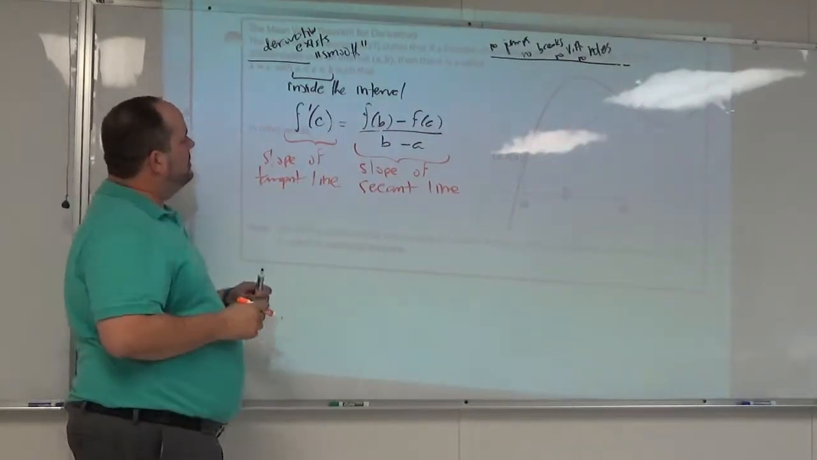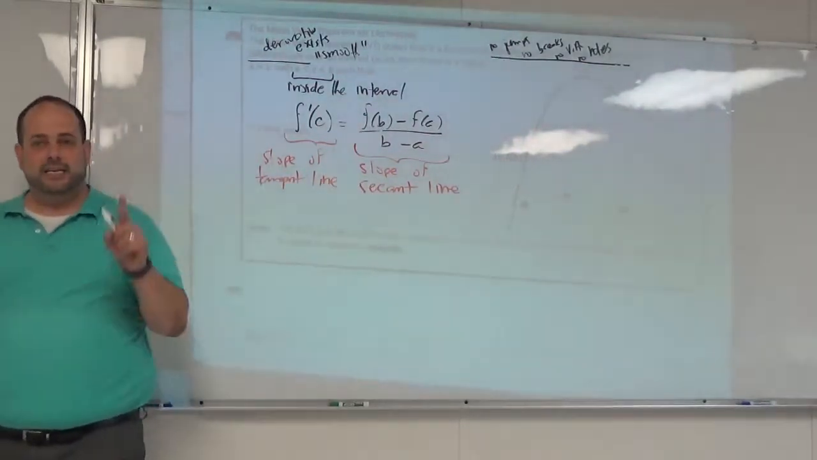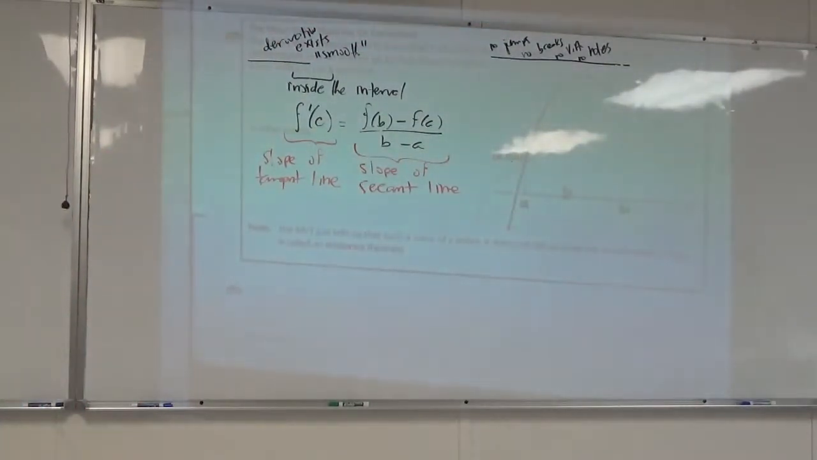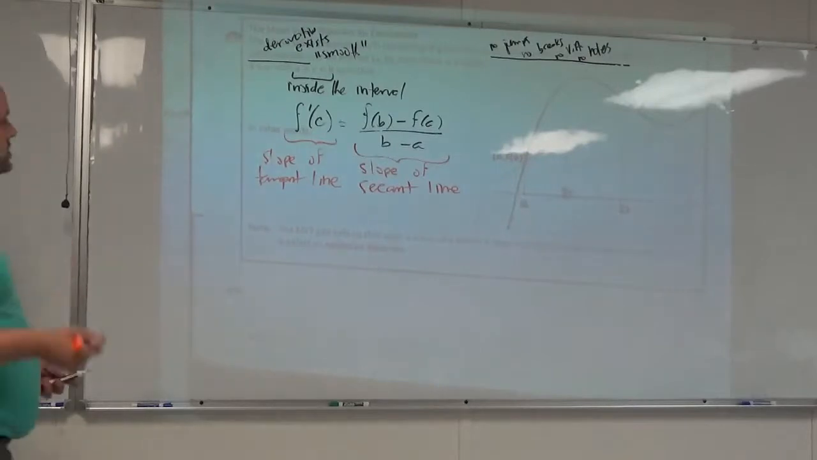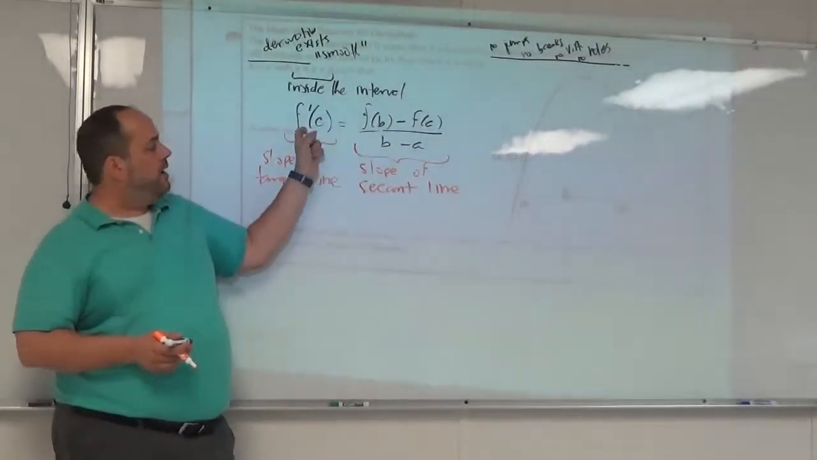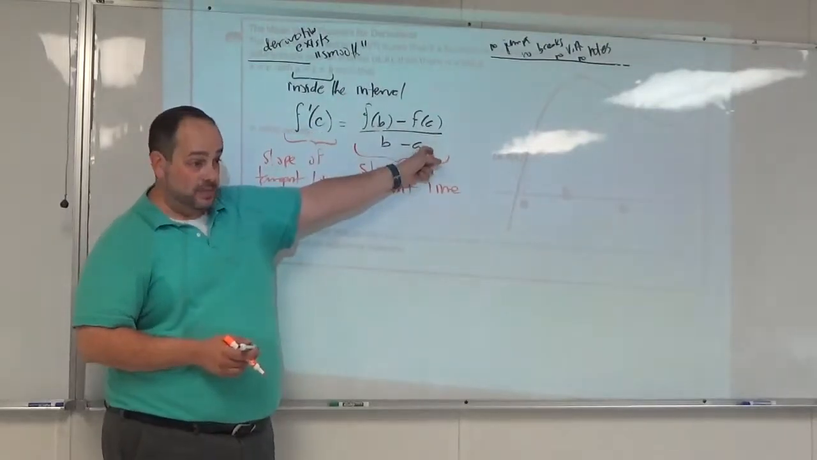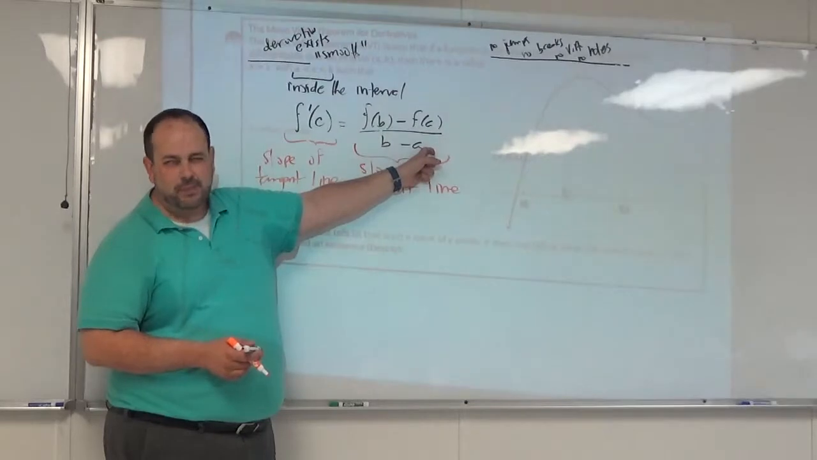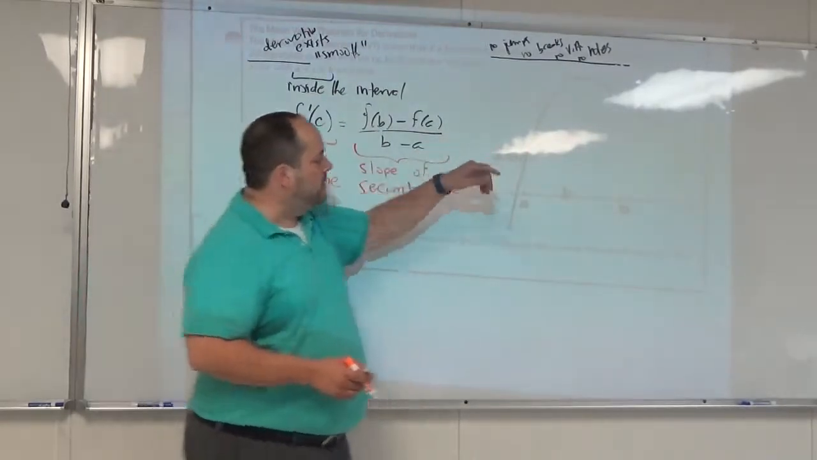What the mean value theorem says is, if you have a function that is continuous on the closed interval and differentiable on the open interval, this is always going to happen. There will always be at least one place where the slope of the tangent line equals the slope of the secant line. Kind of okay? Just kind of believe me on face value right now? Okay, let's go over to the diagram.